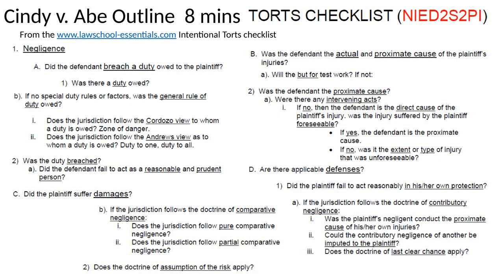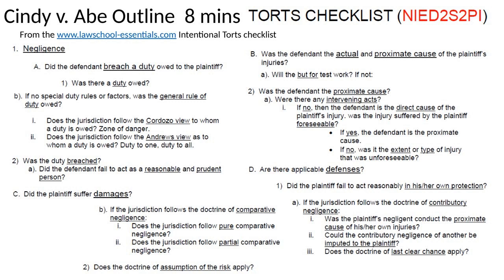Did the defendant breach a duty? So there's plenty of duties there, and there was no special duty. So was a general rule of duty owed? The jurisdiction is Cardozo view or Andrews view? Zone of danger or duty to one is duty to all, like the Three Musketeers. Okay, was the duty breached? And I think the zone of danger is what applies here.